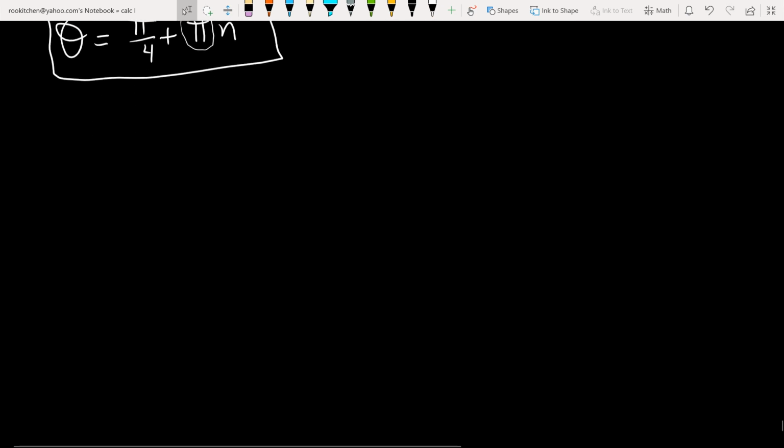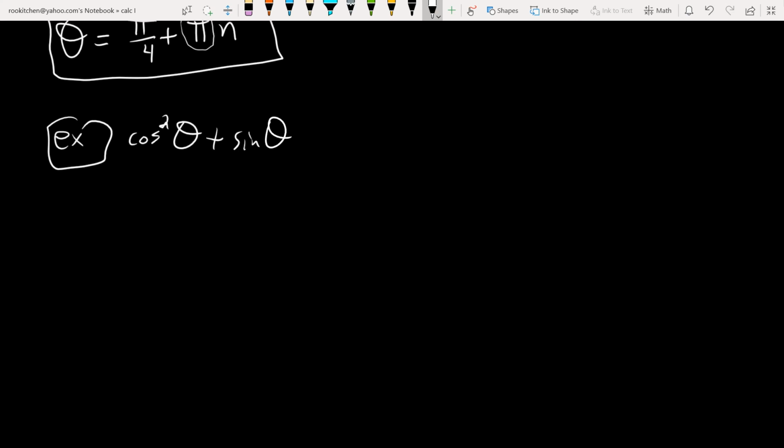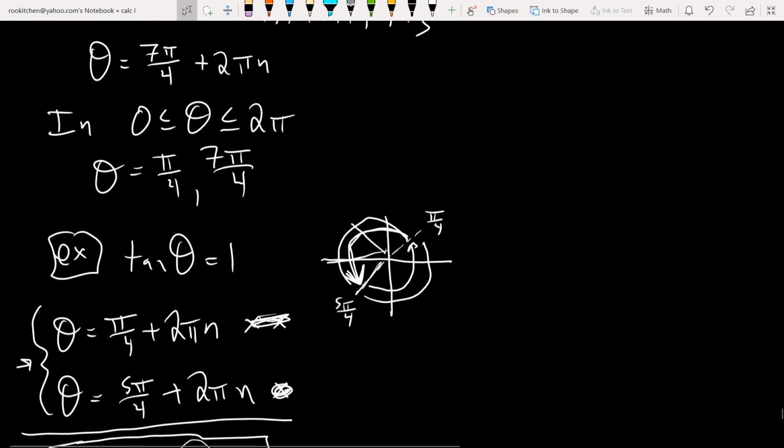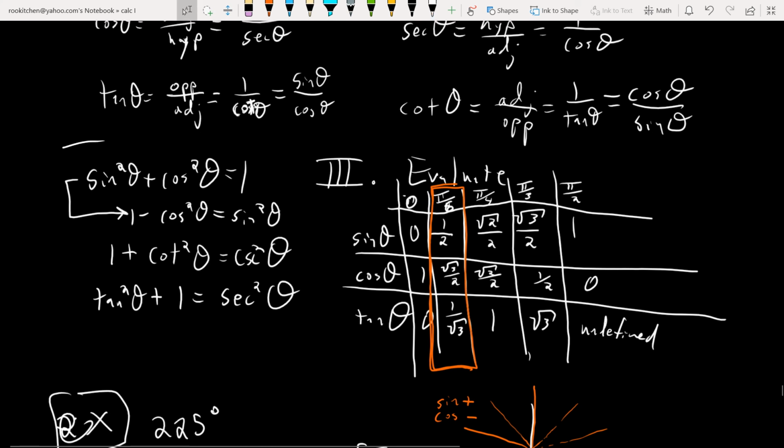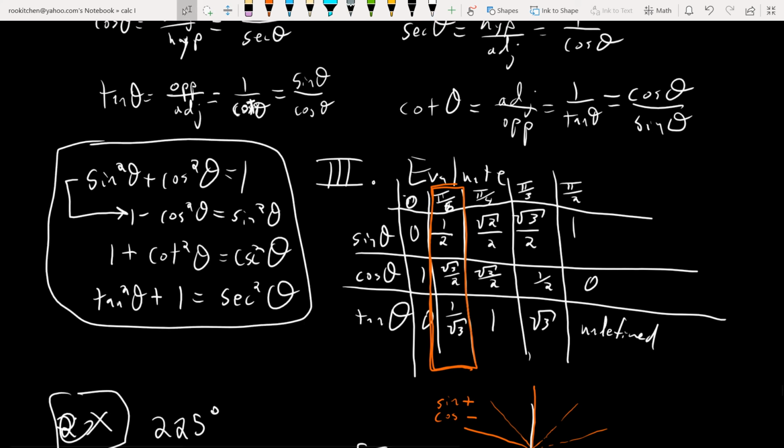Let's look at a more complicated version. So for example, cosine squared theta plus sine theta equals 1. Okay, so in this case, you have kind of a quadratic form to it. So you want to set it equal to 0 eventually, and then factor it. Okay. One of the issues, though, we need it all in terms of the same trig function. So we want like all sines or all cosines, whatever. So what you can do is use Pythagorean identities, which were those 3 identities I gave you right here. These are called the Pythagorean identities.